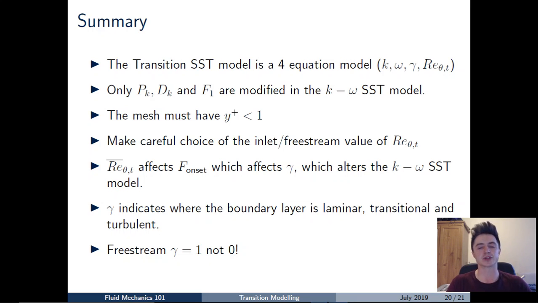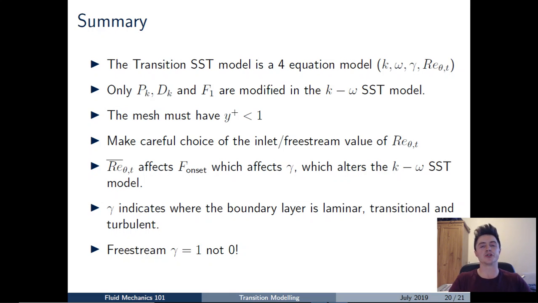And it may also be useful to you to just have a check and have a look at what correlations and what free stream values you are actually applying for Re-theta and for gamma, remembering that gamma should be assigned a value of 1 at the inlets and the free stream, not a value of 0.